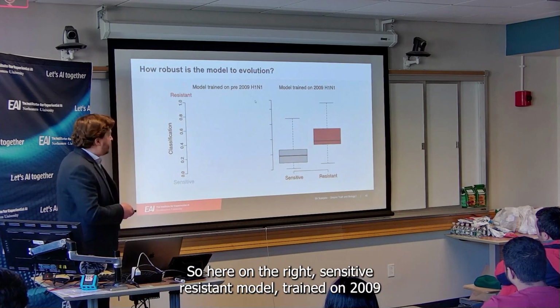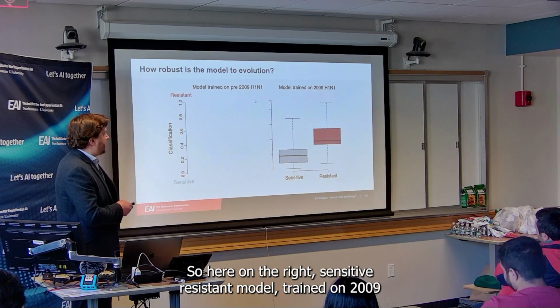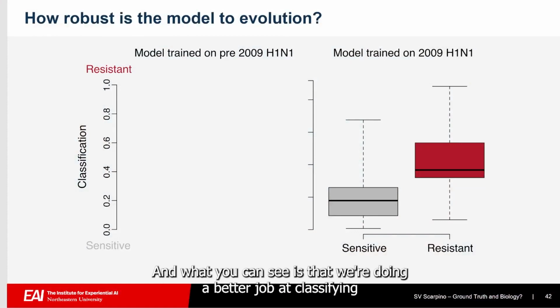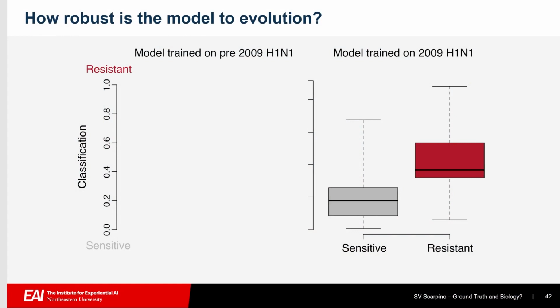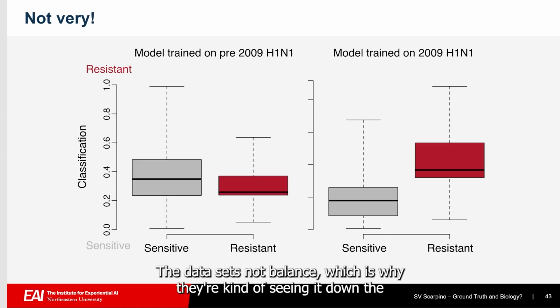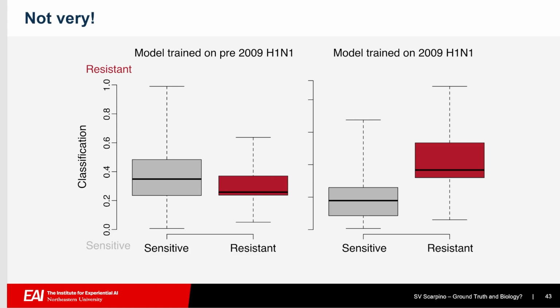So here on the right, sensitive resistant model trained on 2009 H1N1 tested against H1N1 2009 data. And what you can see is that we're doing a better job at classifying sensitive versus resistant. Now when we test it against the post-2009 data, we're doing no different than random. The data set's not balanced, which is why they're kind of seeing it down the bottom. Same exact mutation that's causing this.